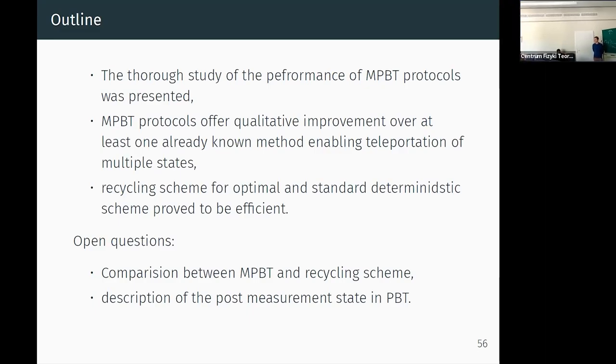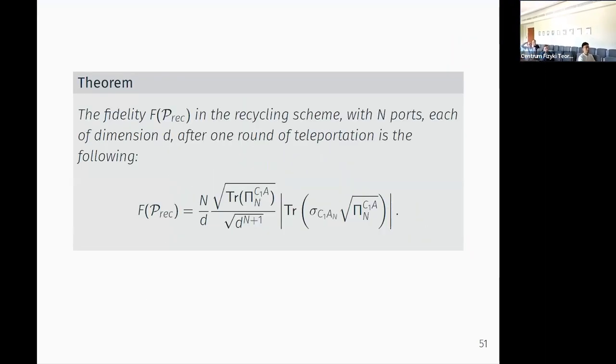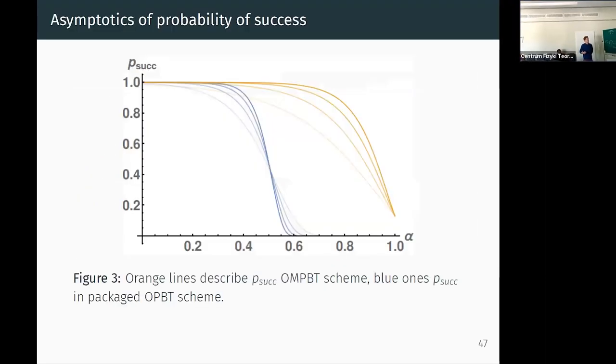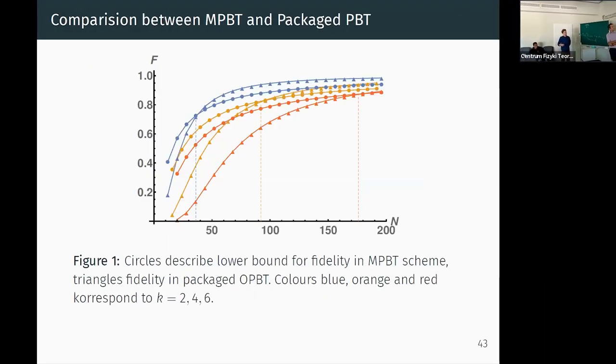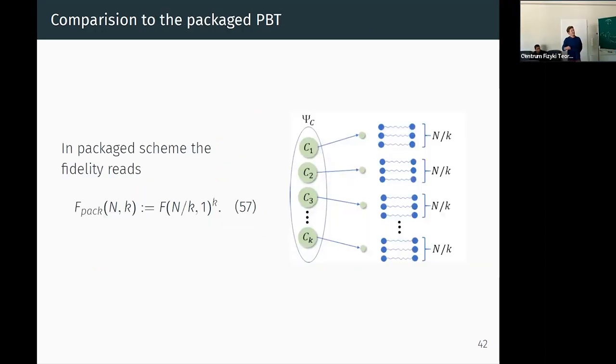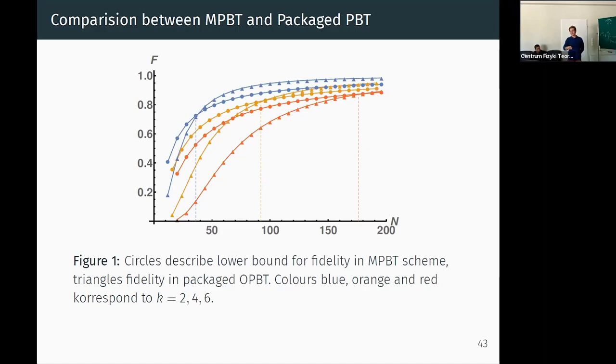Some other questions, please. At some point you had this plot with triangles and circles. Can you go back to it? I know I was too fast. Here we have these two abbreviations: MPBT, the multi-port based teleportation scheme, and this is the packaged optimal port-based teleportation. What was weird about this plot is that the optimal one is suboptimal, no? The optimal is marked by triangles, and sometimes it's better, sometimes it's worse.